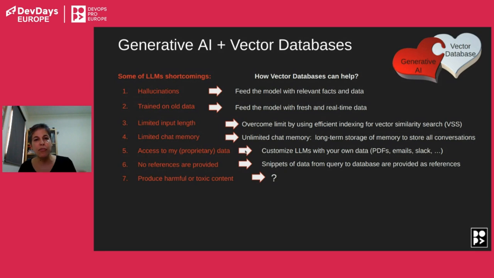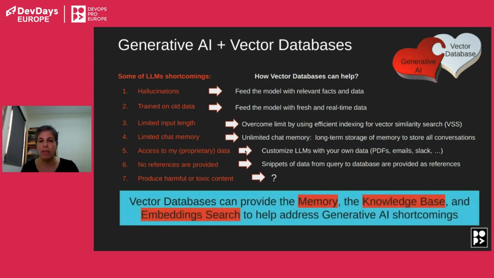Again, if you feed the model with relevant facts and data, it will produce less harmful and toxic content because it sticks to the script. And there are other ways of using a vector database to address the problem of producing harmful and toxic content. If we have time, I'll speak about it towards the end. So a vector database can provide the memory, the knowledge base, the knowledge augmentation, and this very efficient embedding search. It's not just brute force checking against every single document. Because it's indexed, we can also do approximate nearest neighbor with very sophisticated algorithms that make it much faster and more efficient without compromising a lot on accuracy.